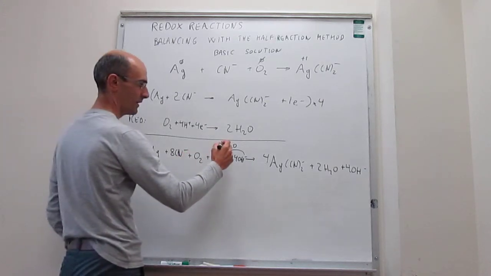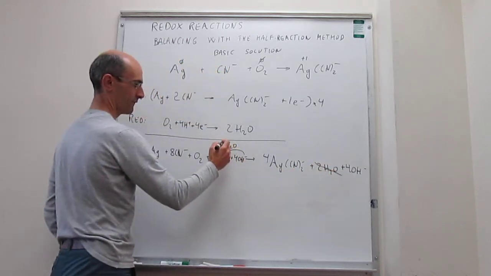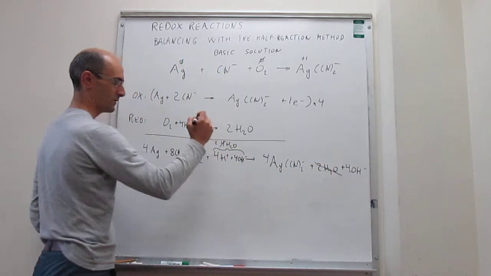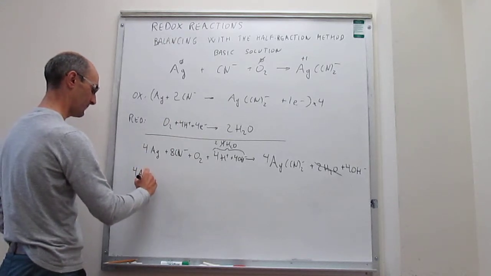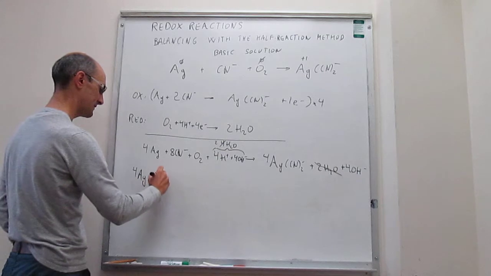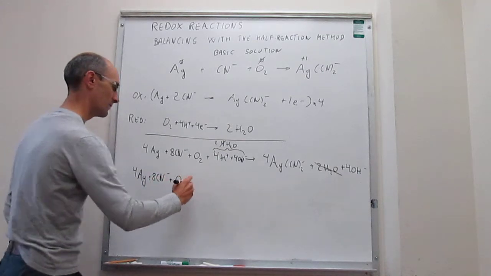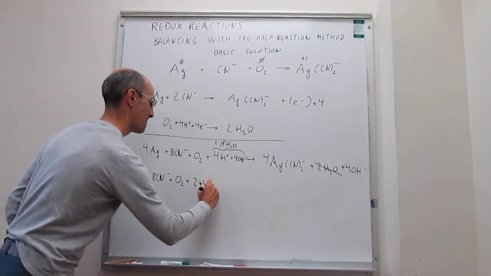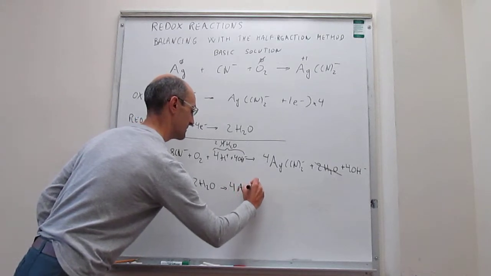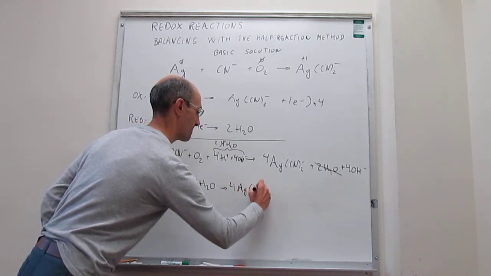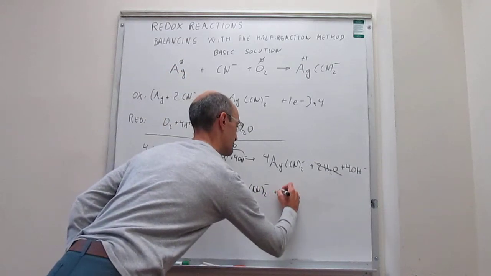We just have to keep track of the fact that here you have 2 water molecules, here you have 4, so that is going to end up in 2. So our final reaction is going to be equal to 4 silver plus 8 cyanides plus O2 plus 2 waters to generate 4 of the silver cyanide complex ions, and then 4 hydroxides.